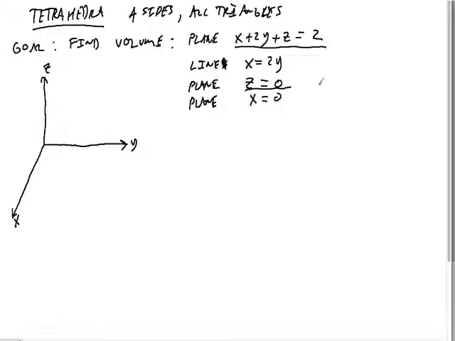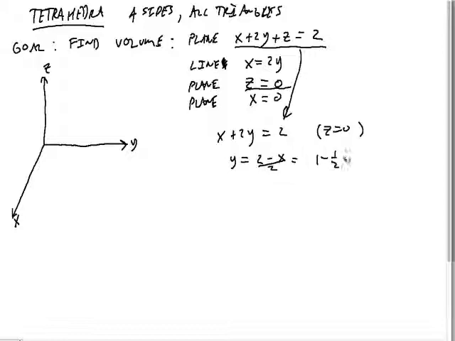So what happens at z equals 0? Where are we going to be? If I plug in z equals 0, x plus 2y is equal to 2. So what line is this going to create in the xy plane? That's this equation here when z equals 0. And so I can write this out. This is going to be y is equal to (2 minus x) divided by 2, so it's going to be 1 minus 1/2 x.